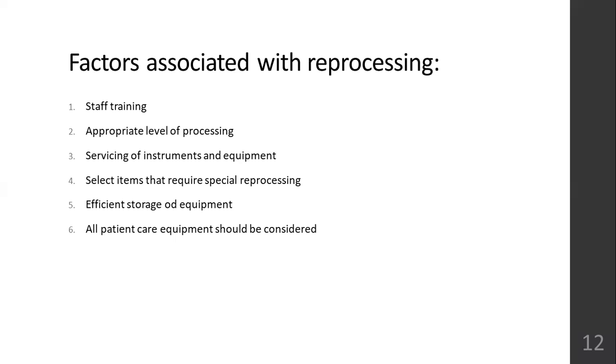Then appropriate level of processing. Each and every instrument that comes to CSSD should be processed well. If it is broken or servicing is required, the instrument should be sterilized, then sent for servicing. When it comes back, it has to be sterilized again, and then it can be put back to use. Select the items that require special reprocessing, like fiber optic instruments. They definitely require special reprocessing, so keep them aside. Use a checklist to follow the guidelines for instruments that require special reprocessing.